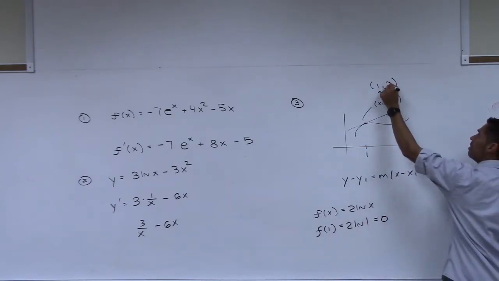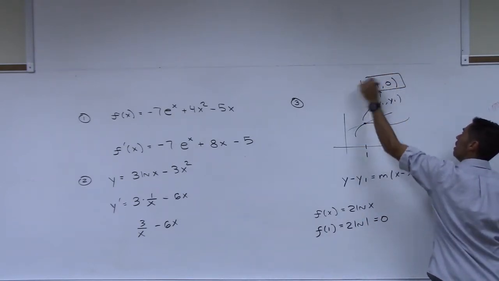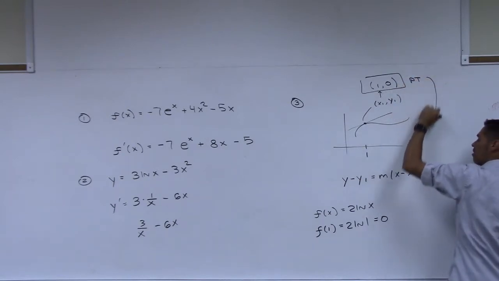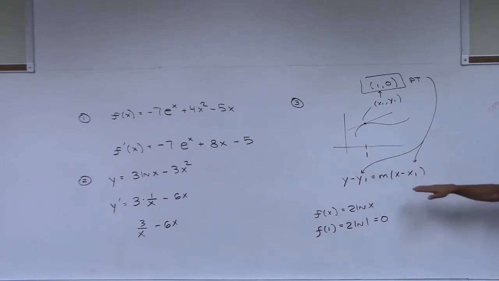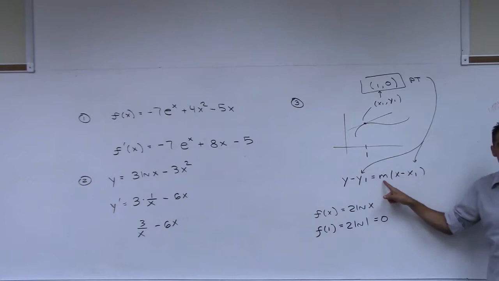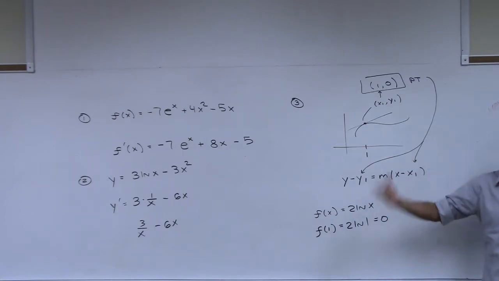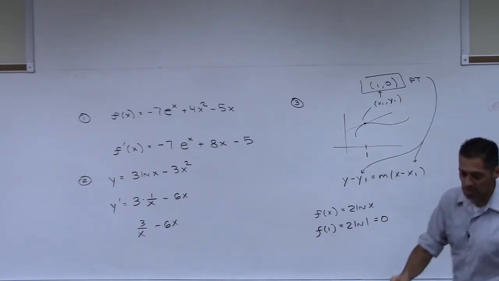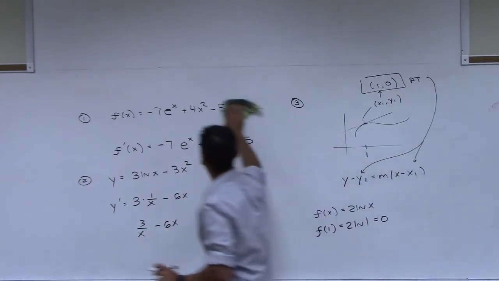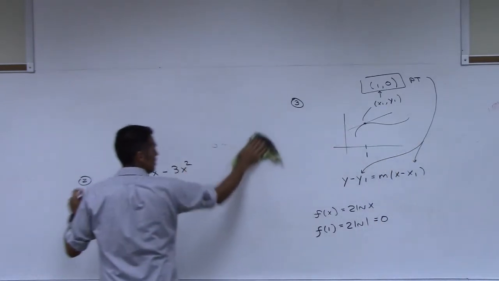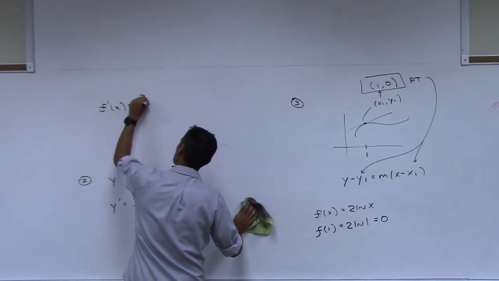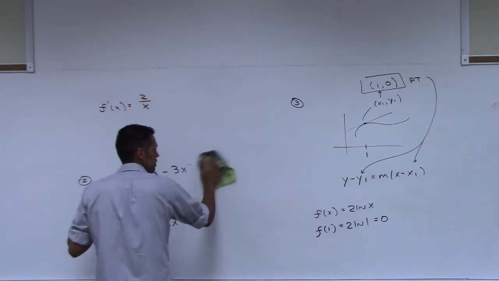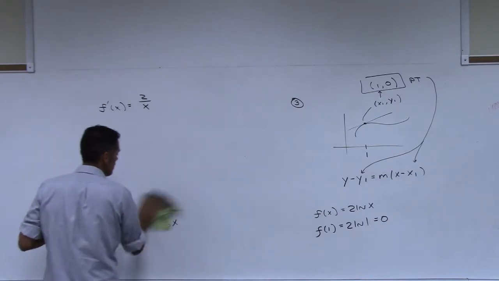So that means this right here is the point that's on our graph, right? This corresponds to the x1, y1 that we're going to need in this formula. Is that clear? The only thing we need now is the actual slope of the tangent line, and that's where the derivative comes in. So what is the derivative of this function? The derivative of that function is 2 over x, because again, the derivative of natural log of x is 1 over x, so 2 over x.